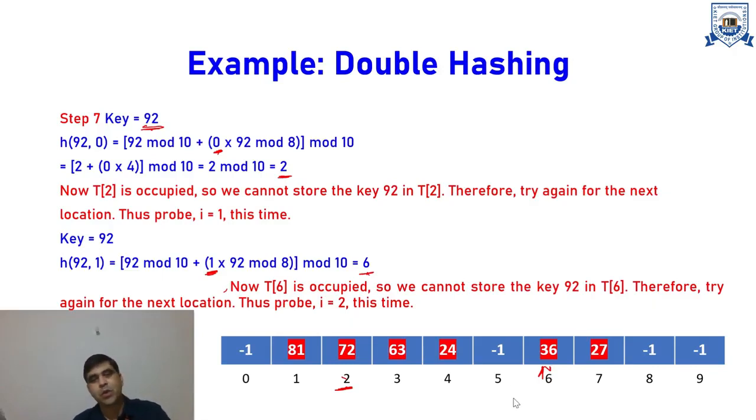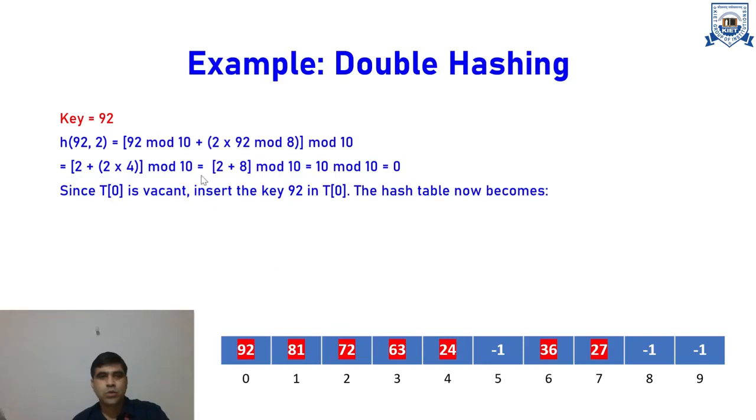So again you need to rehash using the probe i equal to 2. So see this, now we have used i equal to 2, probe 2, then we get a 0. So location 0 is free, so we'll store this 92 at this particular location.